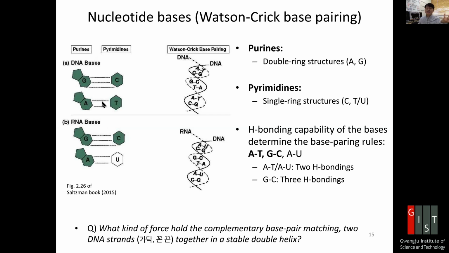How about RNA? In RNA, the nucleotides are almost the same, except thymine is replaced with uracil, which is also a similar shape. So Watson and Crick's base pairing rule tells us that if we have 1 DNA strand, the complementary DNA strand will be matching in this way.